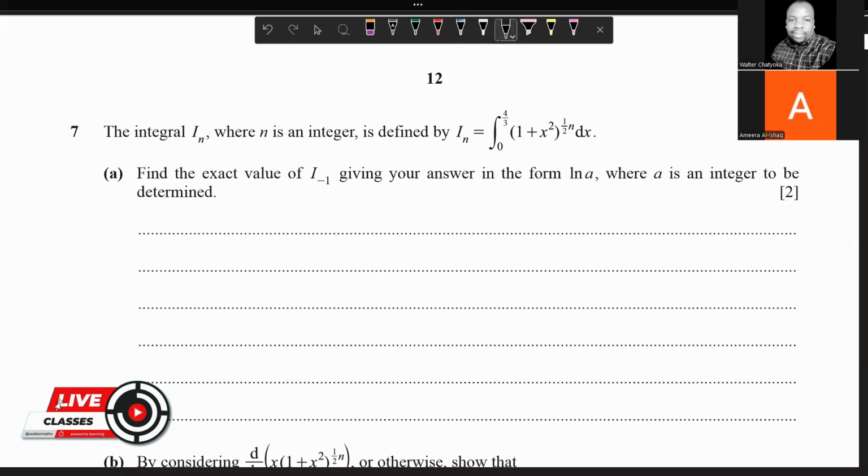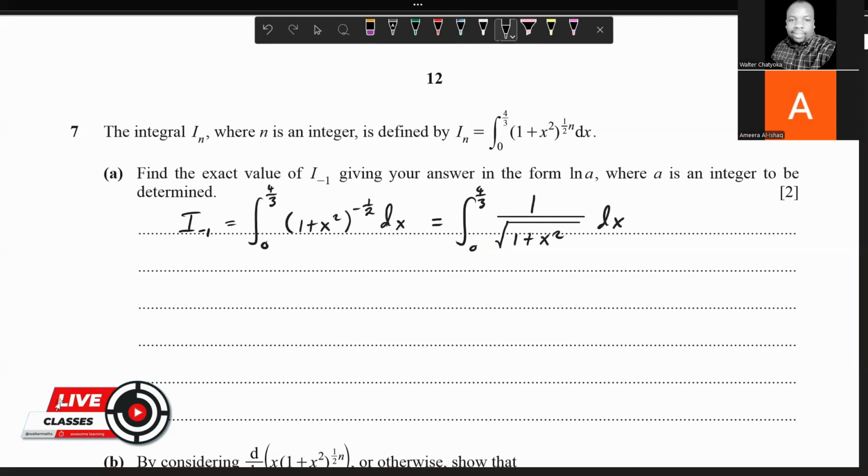I sub minus 1 is the integral from 0 to 4 over 3 of 1 plus x squared to the, that becomes minus a half, right? With respect to x, which is the same as the integral from 0 to 4 over 3 of 1 over the square root of 1 plus x squared with respect to x. All right. What do you think of this? Yeah, it's fine.